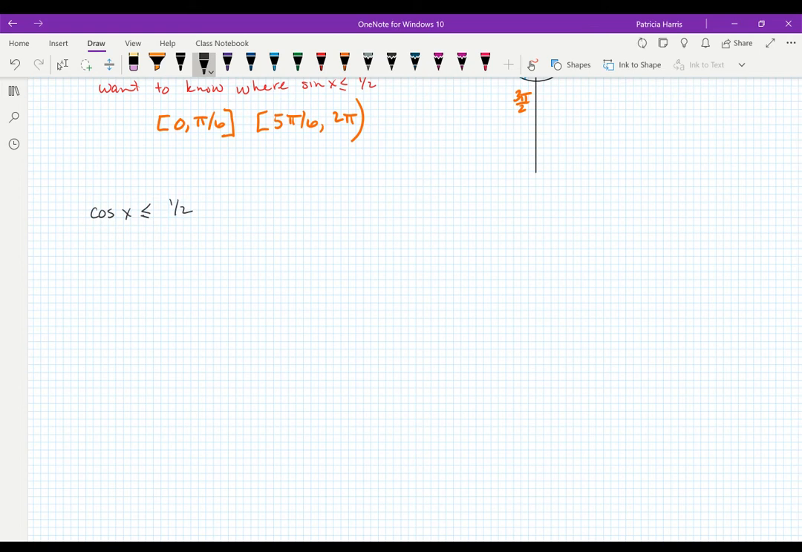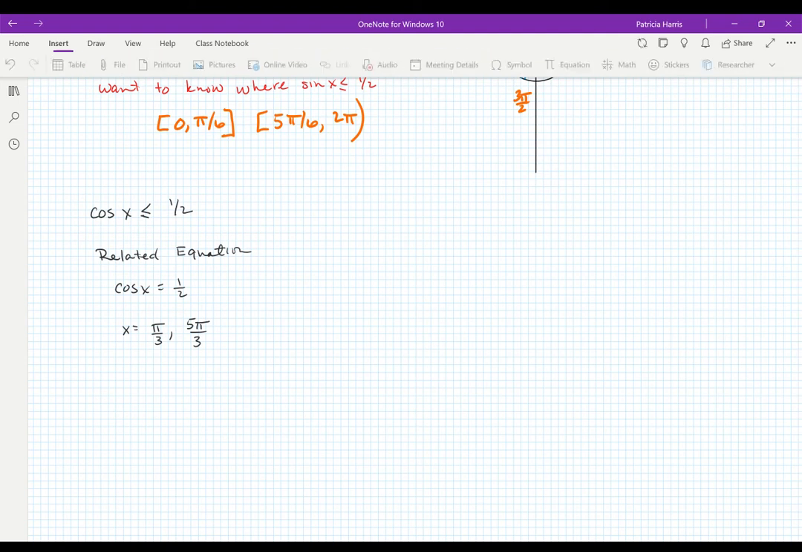Okay, let's do cosine is less than or equal to 1/2. So we're going to do our related equation. Cosine is equal to a positive 1/2 at pi over 3 and 5 pi over 3. Again, we're going to use our unit circle to help out. This time, I'm not going to draw my unit circle. I'm going to use a unit circle that's already been drawn for me, so you can see how that would work out.